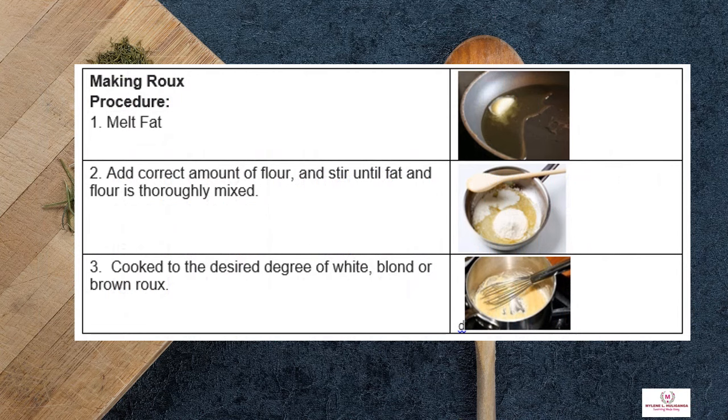Making of roux procedure. First, melt the fat. Second, add the correct amount of flour and stir until fat and flour are thoroughly mixed. Third, cook to the desired degree of white, blond, or brown roux.